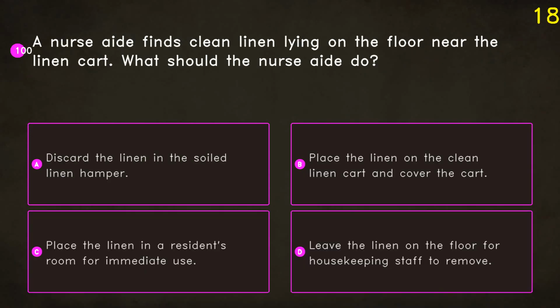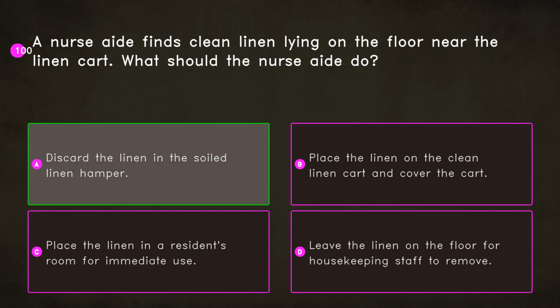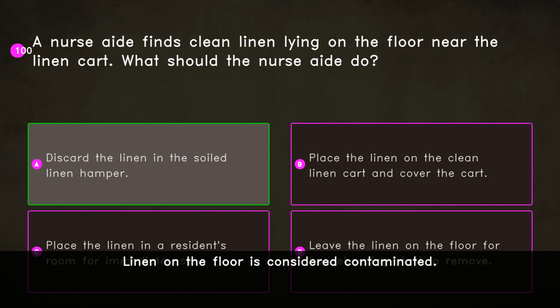Question 100. A nurse aide finds clean linen lying on the floor near the linen cart. What should the nurse aide do? A. Discard the linen in the soiled linen hamper. B. Place the linen on the clean linen cart and cover the cart. C. Place the linen in a resident's room for immediate use. D. Leave the linen on the floor for housekeeping staff to remove. The correct answer is discard the linen in the soiled linen hamper. Linen on the floor is considered contaminated.